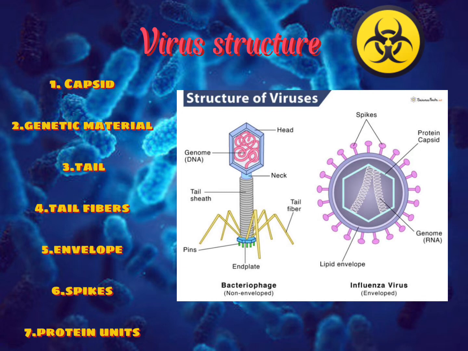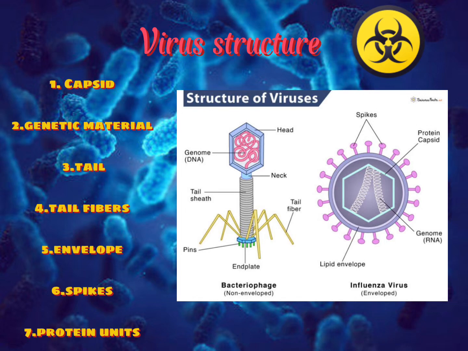Number 3 is the tail. It is a tube-like structure used by some viruses, like bacteriophages, to inject genetic material into host cells. Number 4 is the tail fibers. It is a hair-like projections extending from the tail. Also, it helps in the attaching to a host cells by recognizing specific receptors.